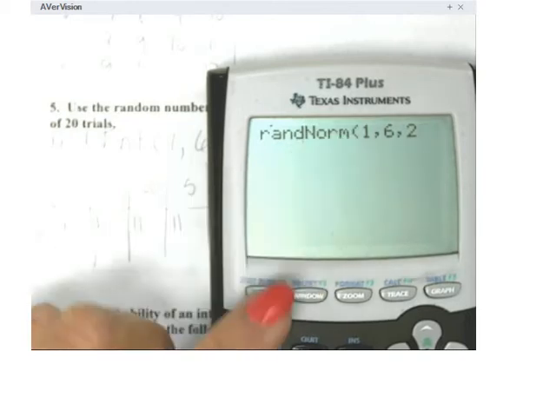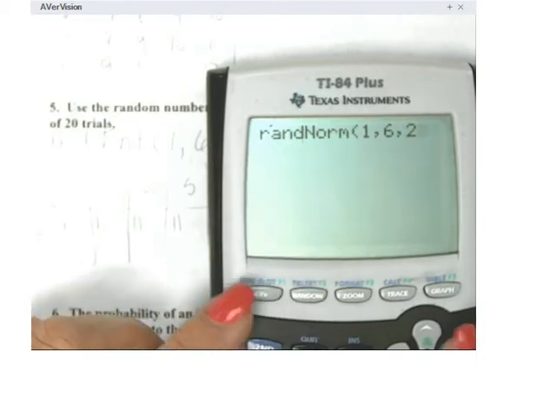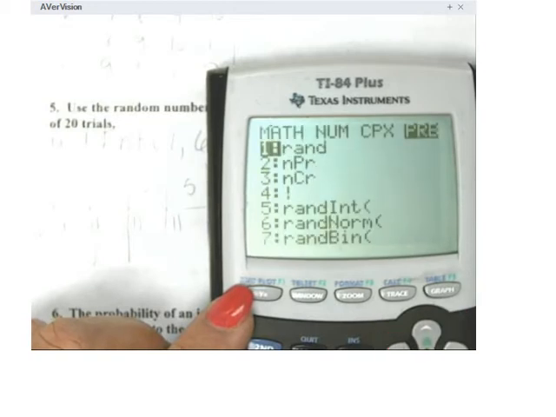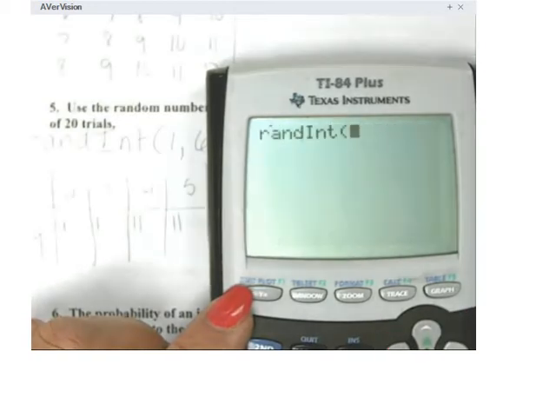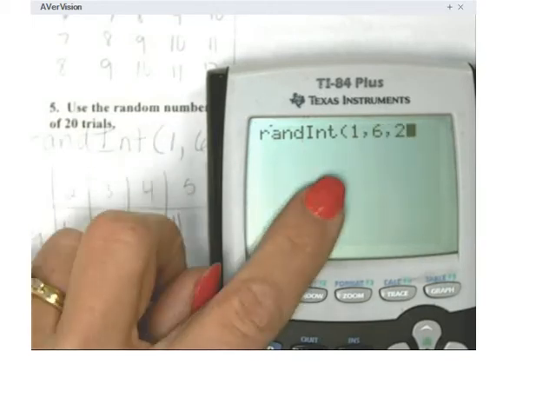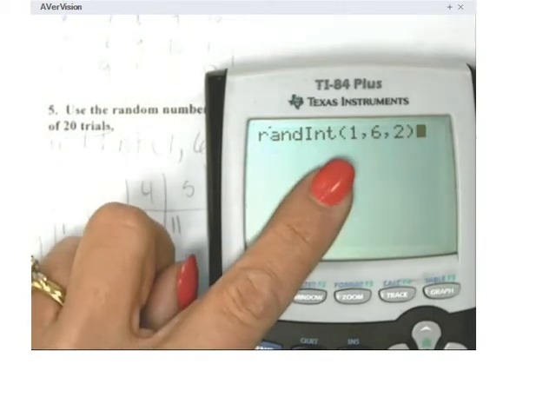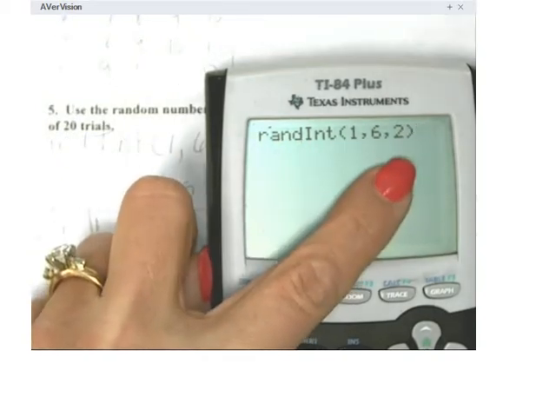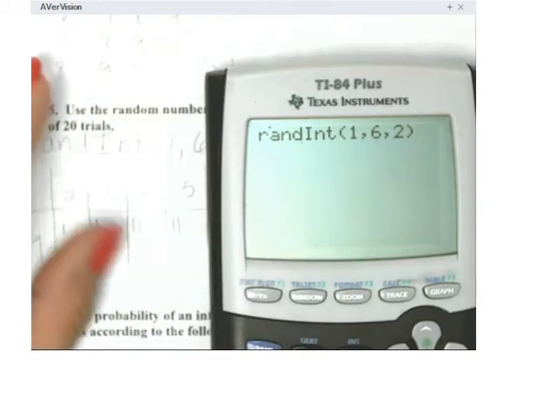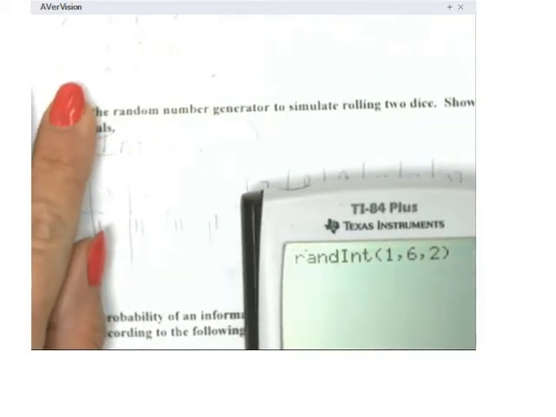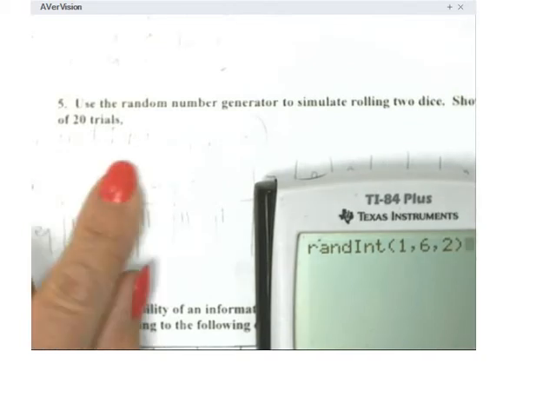Whoops, I see I didn't hit random integer, did I? Let's go back. We'll clear that out. Math, probability, and number 5. There we go. That looks better. 1, 6, 2. Now this is going to produce random integers from 1 to 6, and it is going to give me two of them. And so I want to use the random number generator to simulate rolling two dice. And so I did that.